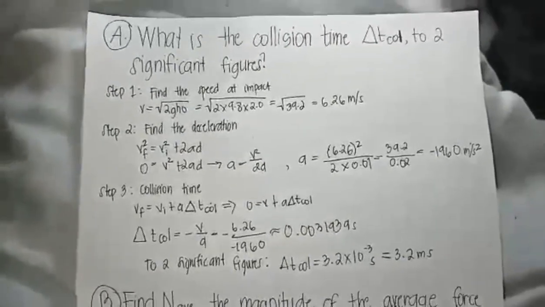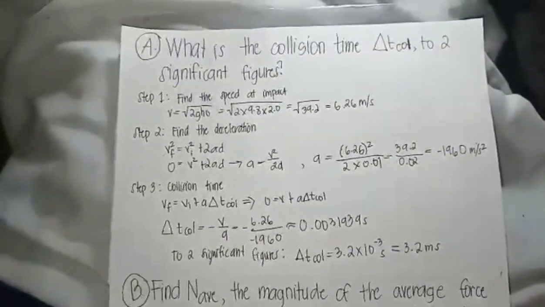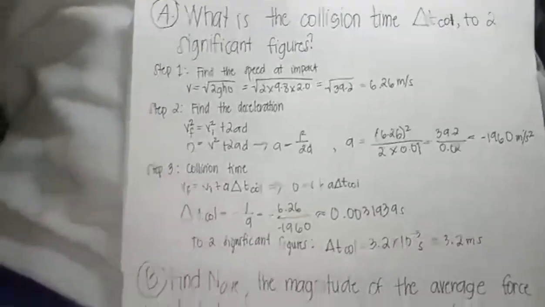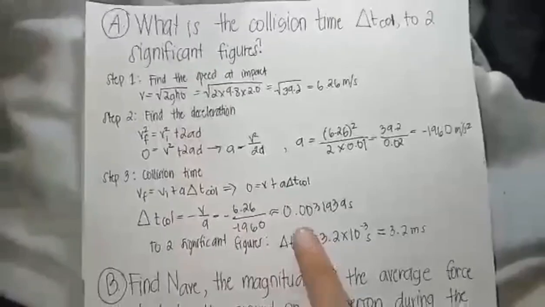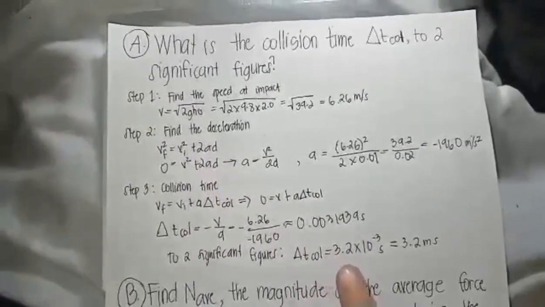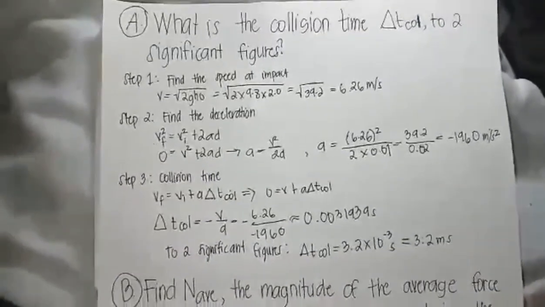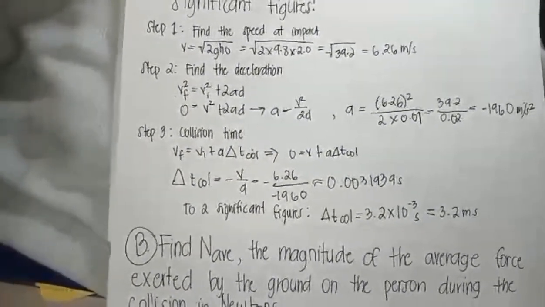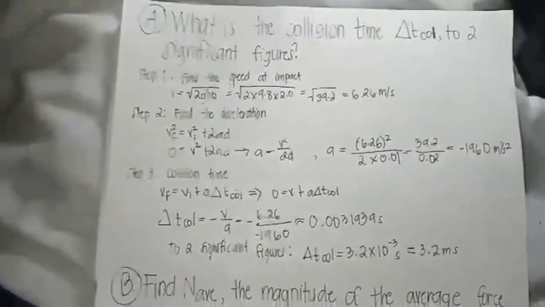And then finally in step 3, we are going to find the collision time. We are going to use this formula and we are going to derive it. The formula is from the kinematic equation. After deriving, we substitute the value and then we get the answer. To two significant figures, from 0.003139 seconds, it becomes 3.2, times 10 raised to the power of negative 3 seconds, and the result is 3.2 ms.